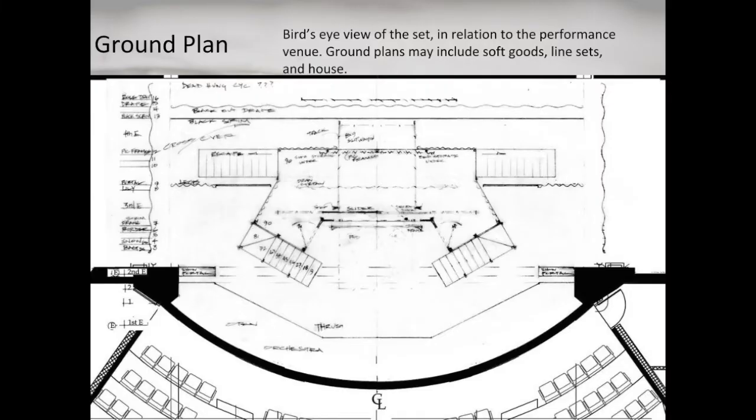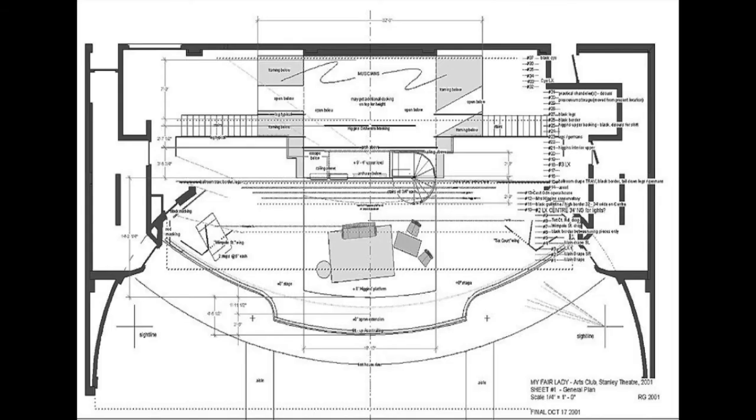A ground plan is a bird's eye view of the set in relation to the performance venue. Ground plans may include soft goods, line sets, and the house. So you might see the audience in there, and these squiggly lines are a lot of the times curtains. And then this back line is the scrim. Ground plans are, as I just mentioned, really important to the stage manager because that's what we use to tape out the set so the actors in their rehearsal room can see what they would have.